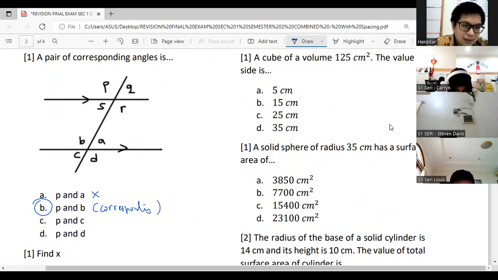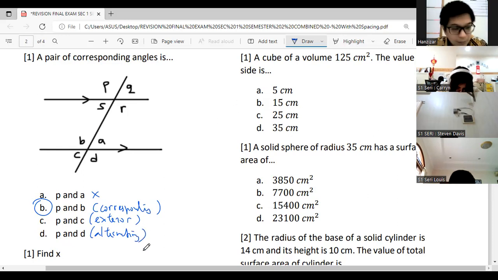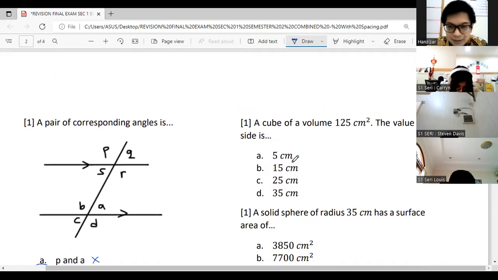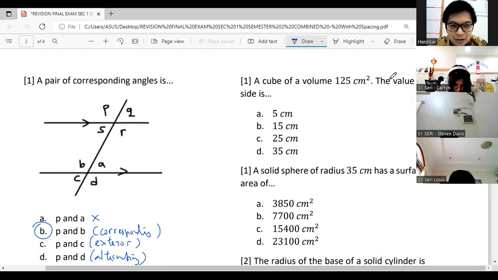P and C are exterior angles, right? P and D are alternating angles, right? So the question is asking you for the corresponding. On the exam, you might be asked for corresponding, exterior, alternating, or co-interior, and so on. Okay, now let's do the next question.